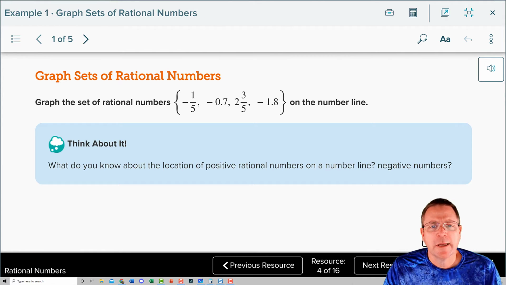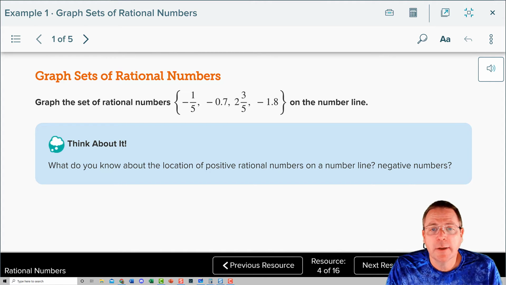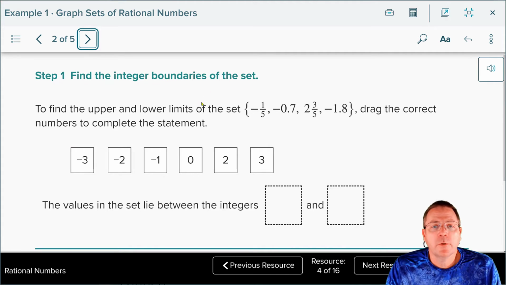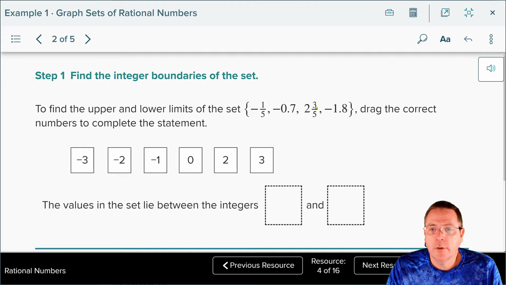So let's take a look at another example. It says graph the set of rational numbers negative 1/5, negative 7/10, positive 2 3/5, and negative 1 8/10 on a number line. So let's do it. Moving forward, find the integer boundaries on the set. Your biggest number is going to be 2 3/5, and your smallest number is going to be negative 1.8. So your integer boundaries are going to have to be bigger than 2 3/5, and smaller than negative 1.8.